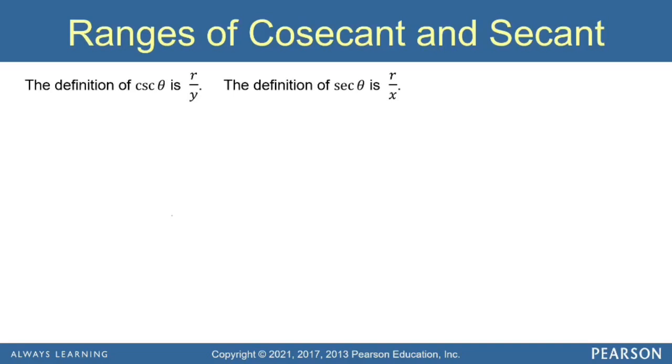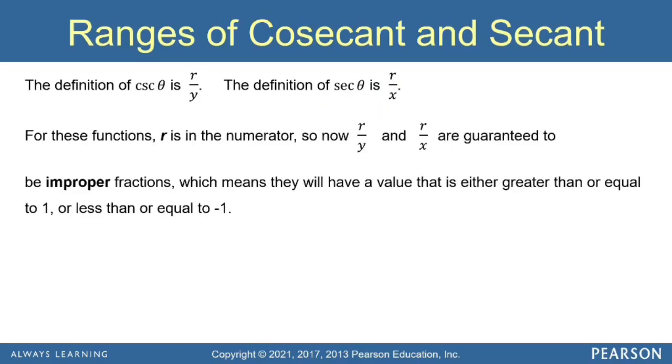So now we're looking at the reciprocal of sine and cosine. The definition of cosecant is r over y. The definition of secant is r over x. So now with r being on top, the big number is on top, and so these two fractions are guaranteed to be improper fractions, which means that they will have a value that is either greater than or equal to 1 or less than or equal to -1.